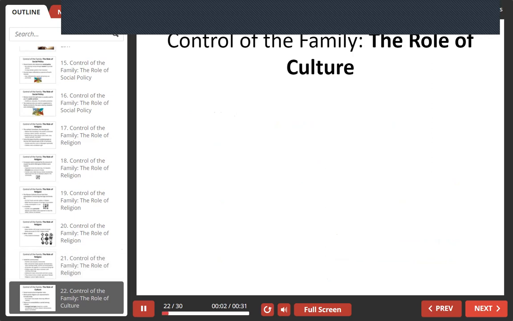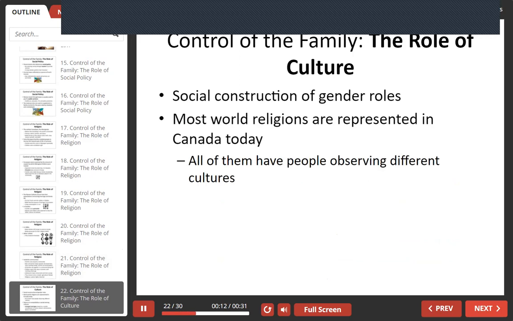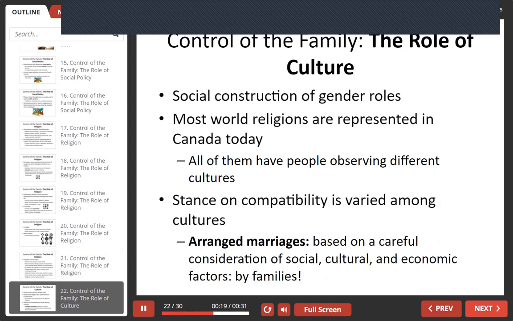Now we're going to be looking at the role of culture in the context of families. The social construction of gender roles is prevalent here, and most world religions are represented in Canada today, but all of them have people observing different cultures. There's a stance on compatibility which is varied amongst cultures. Arranged marriages are based on a careful consideration of social, cultural, and economic factors, usually by families.